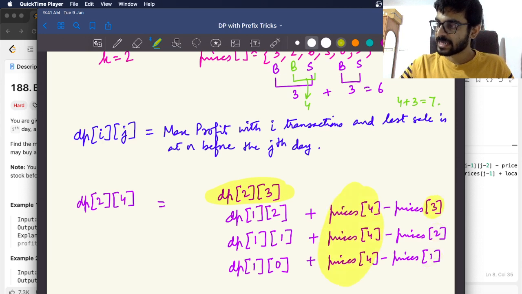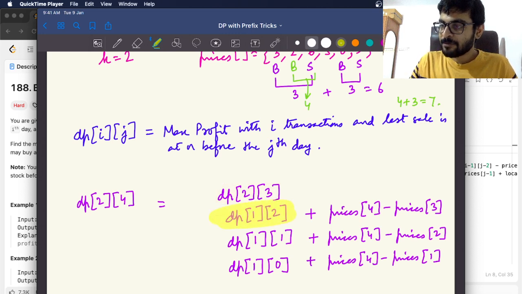Now if I buy on the 2nd day, what is my variable part? The best thing before the 3rd day minus the price of the 3rd day, the best thing before the second day minus the price of the second day, the best thing before the first day minus the price of the first day.